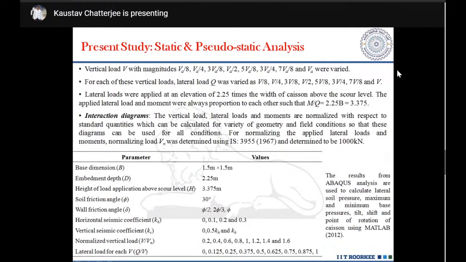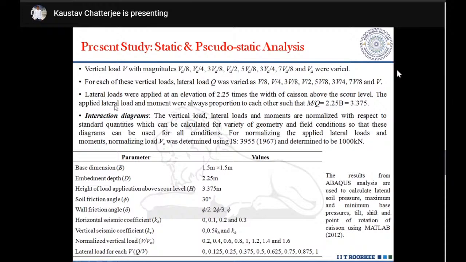Okay, and then we have done the parametric study by varying the vertical load V as V by 8, V by 4, in this way till V, and for each of these vertical loads, the lateral load is varied as V by 8, V by 4 till V. So overall, there are 64 combinations of vertical and lateral load.